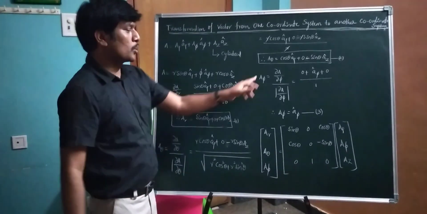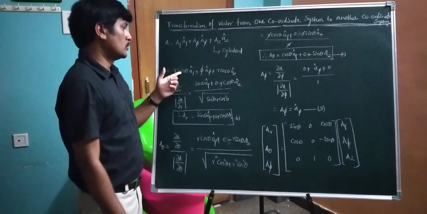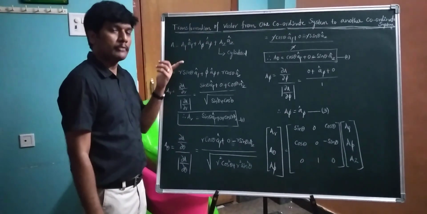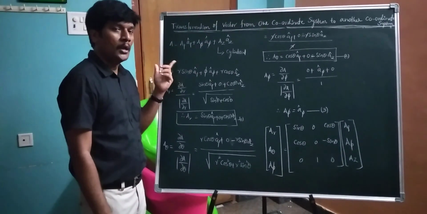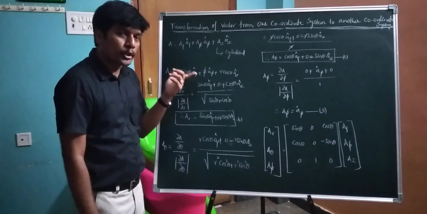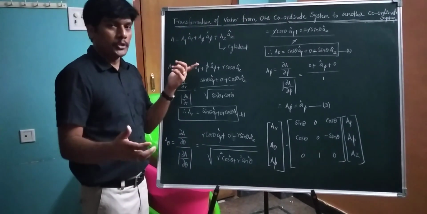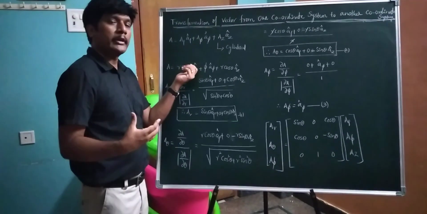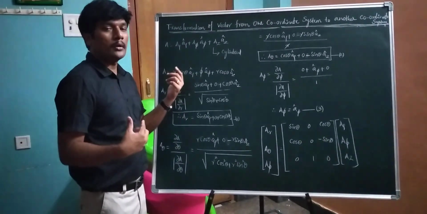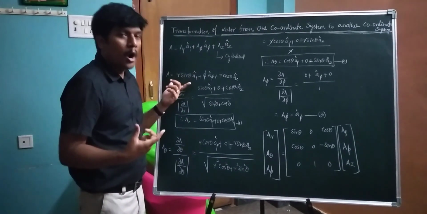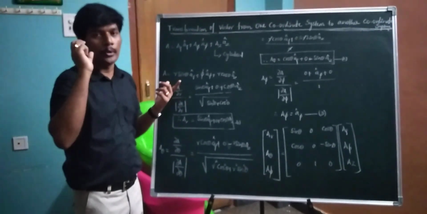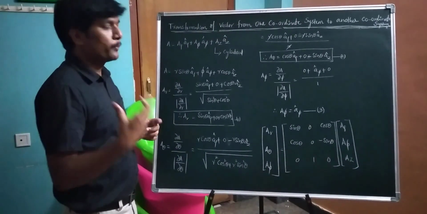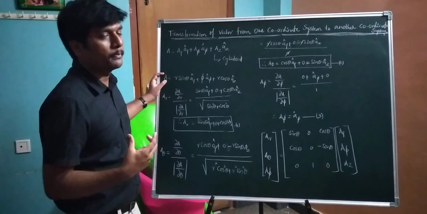So here if you require the a pi, how to do it? This vector, partially differentiate with respect to pi. This is the vector which is presented in cylindrical. Only one thing: the coefficients or components of rho, pi, z are represented in terms of r, theta, pi. This is the vector expressed in terms of r, theta, pi. If you want to extract only the pi component, what you have to do? Partially differentiate with respect to pi. So dou a divided by dou pi.